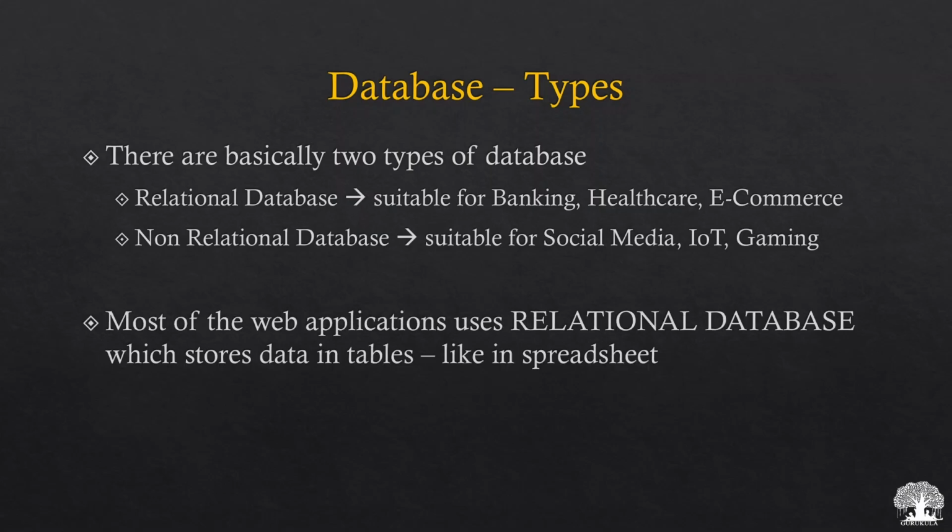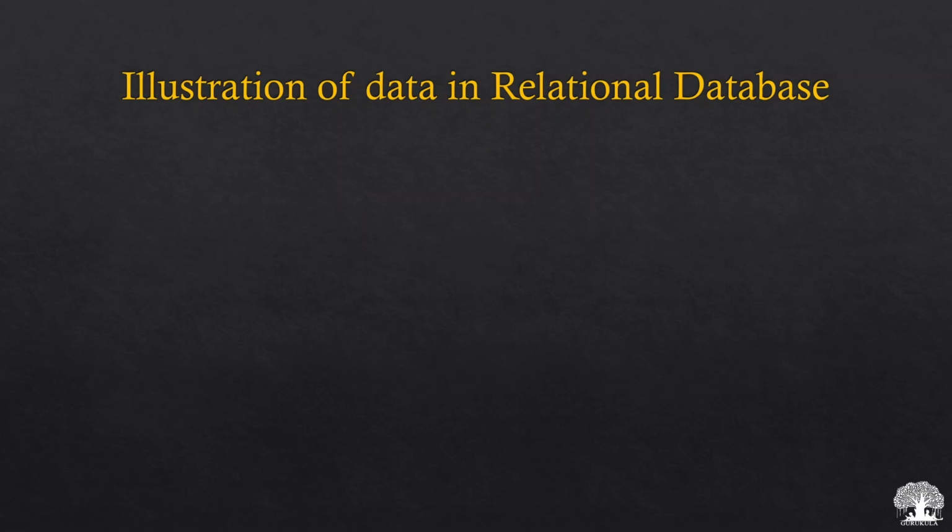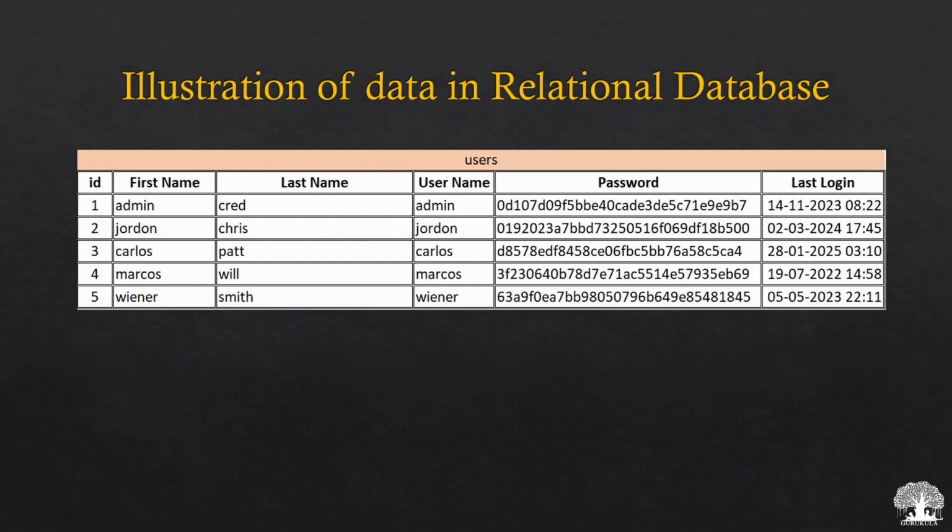But still, most web applications use relational databases, which store the data in the form of a table like we discussed in the previous slide. Just to give you a visual representation of how a relational database looks, it is like a spreadsheet. You can see that there is a table called users. This is one particular table, so let's call this table 1.